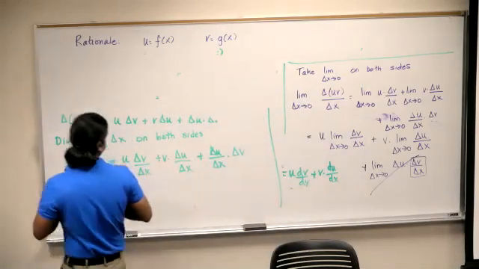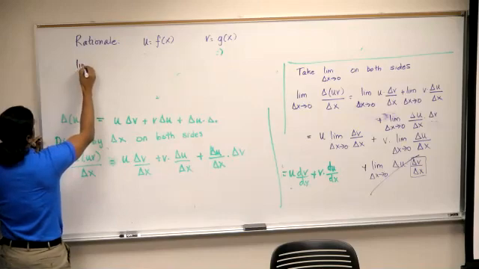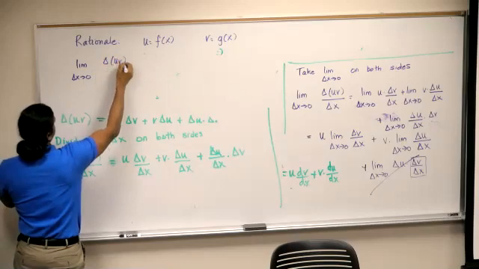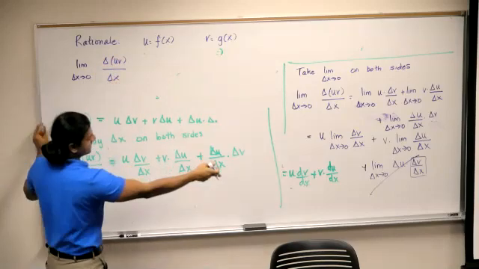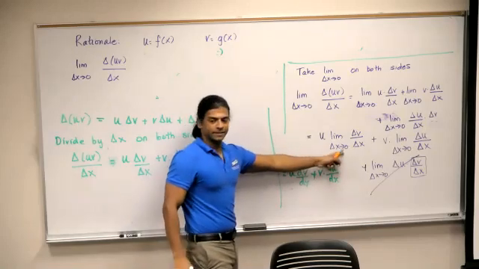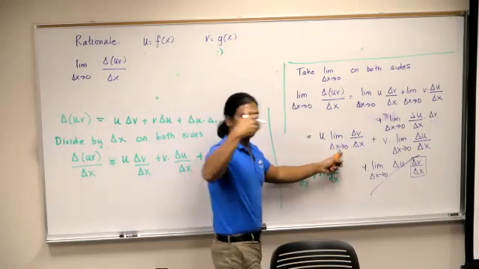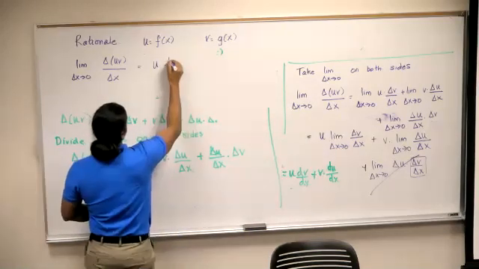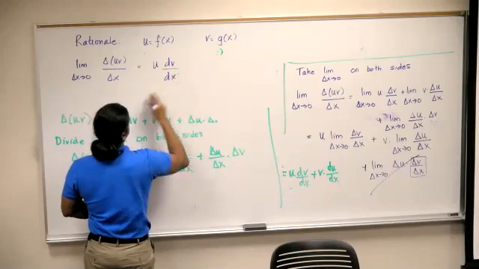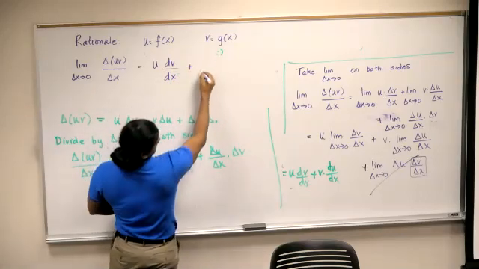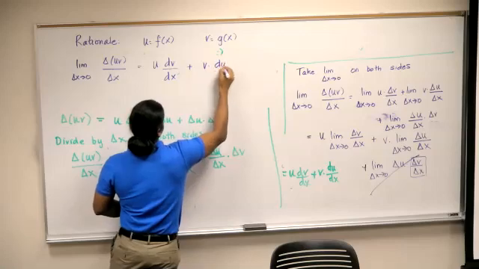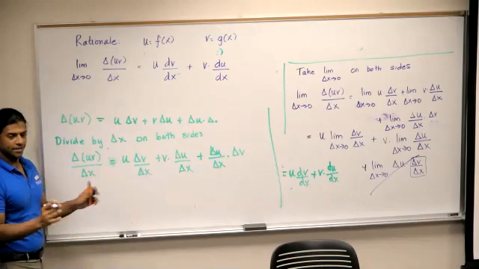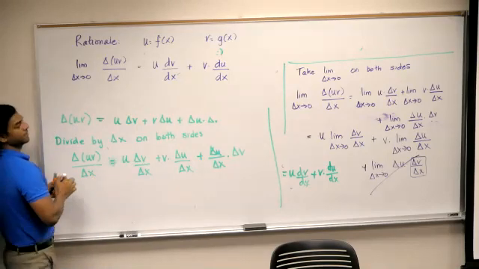So I took the limit as delta x approaches 0 on both sides. On that side, after I applied the limit, average rate of change became instantaneous rate of change. So I wrote it as dv over dx. Well, v times du over dx. Agreed so far. Same argument here.